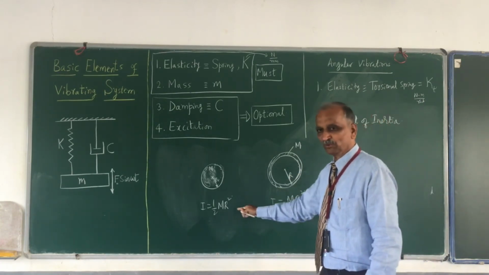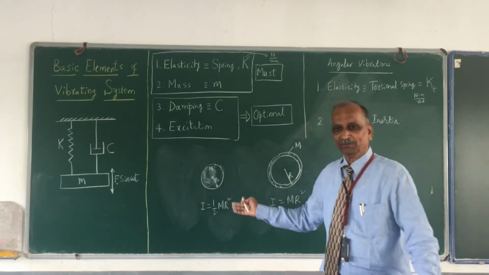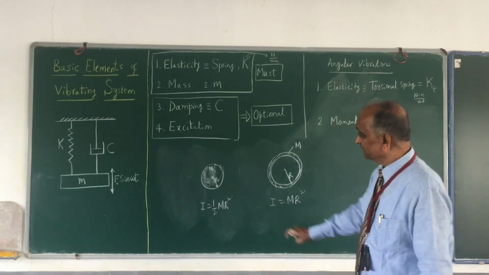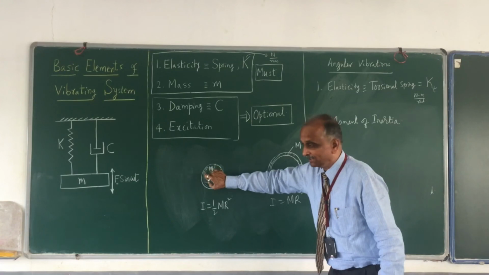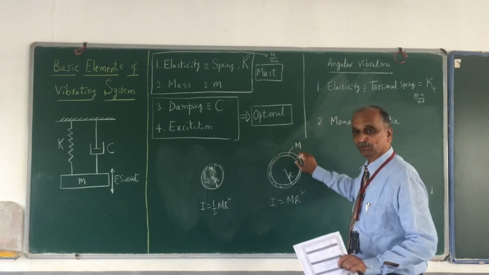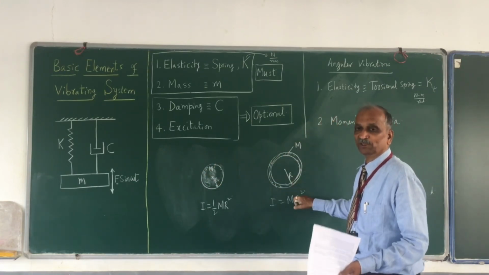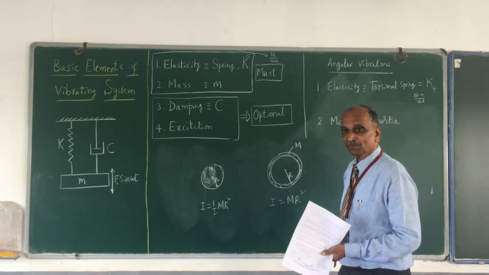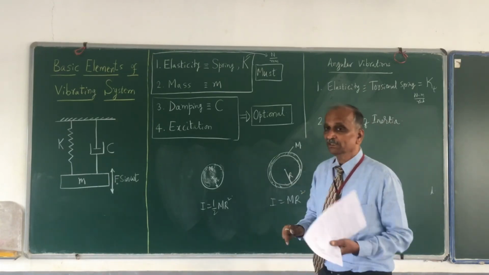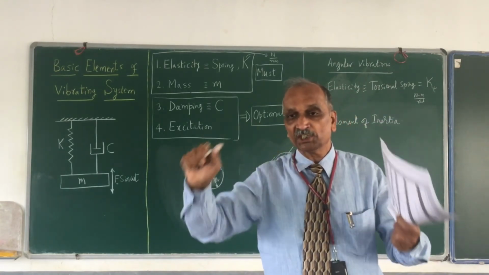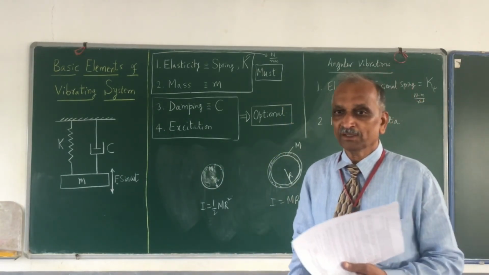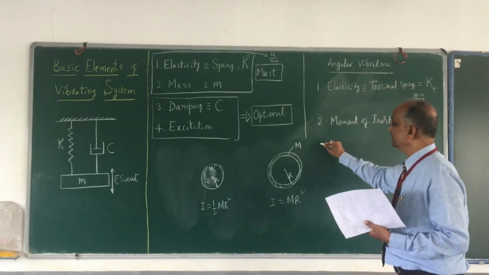This can be easily proved, and if you have time, you can go through it. Here the same amount of matter has been redistributed in such a way that the moment of inertia is different. So what does moment of inertia indicate? Moment of inertia indicates the distribution of the matter. So this is an important parameter.